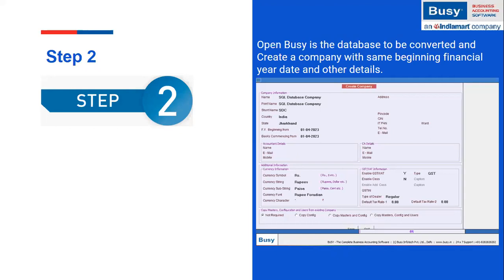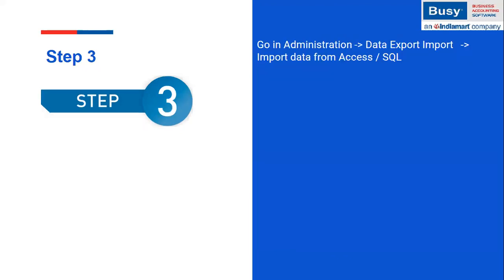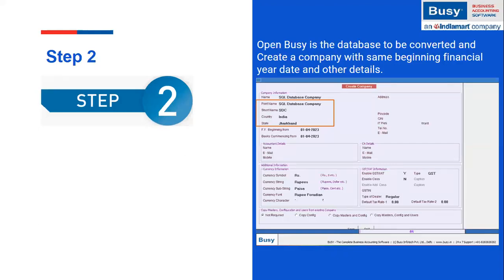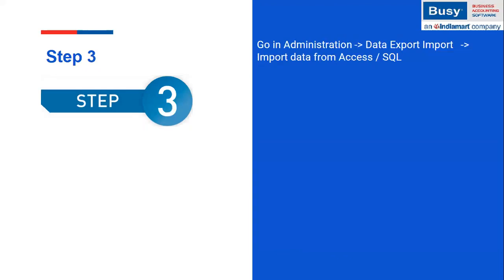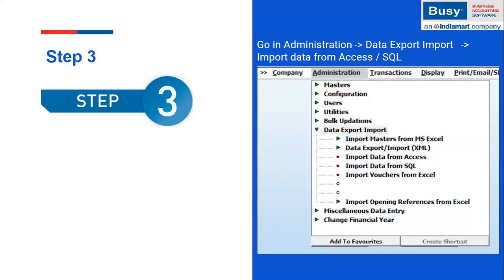You can see the details are showing here, beginning financial detail and country and state. So you have to create a new company with same details. Next, in a new company, you have to go administration, data export, import, and these are the two options. You can see import data from MS Access and import data from MS SQL. So you can use this utilities option.